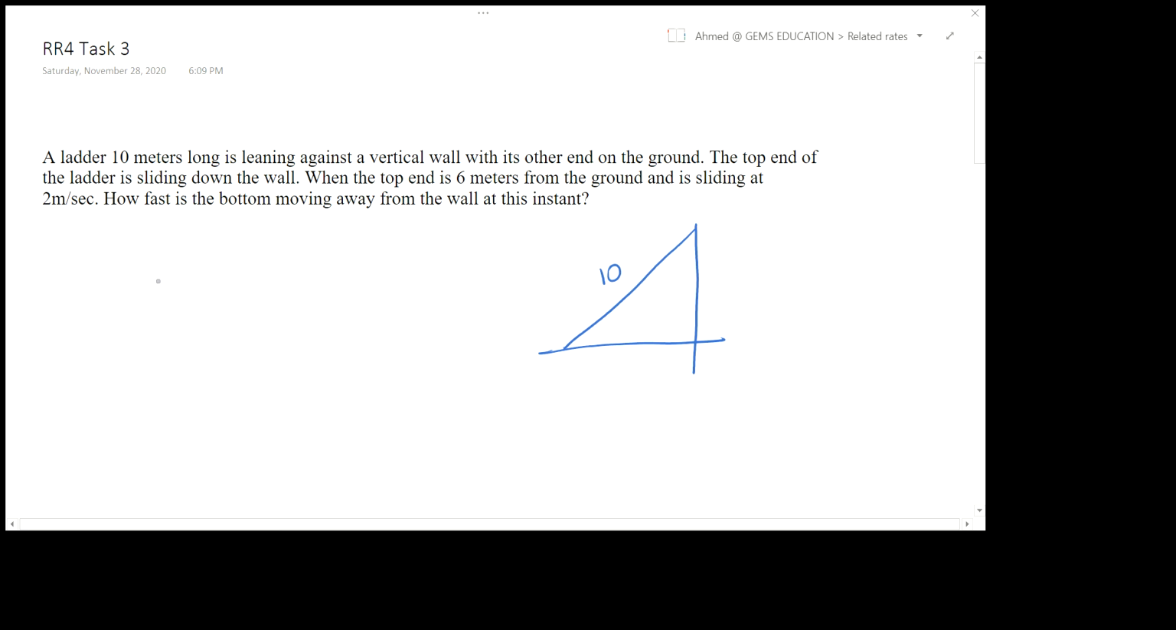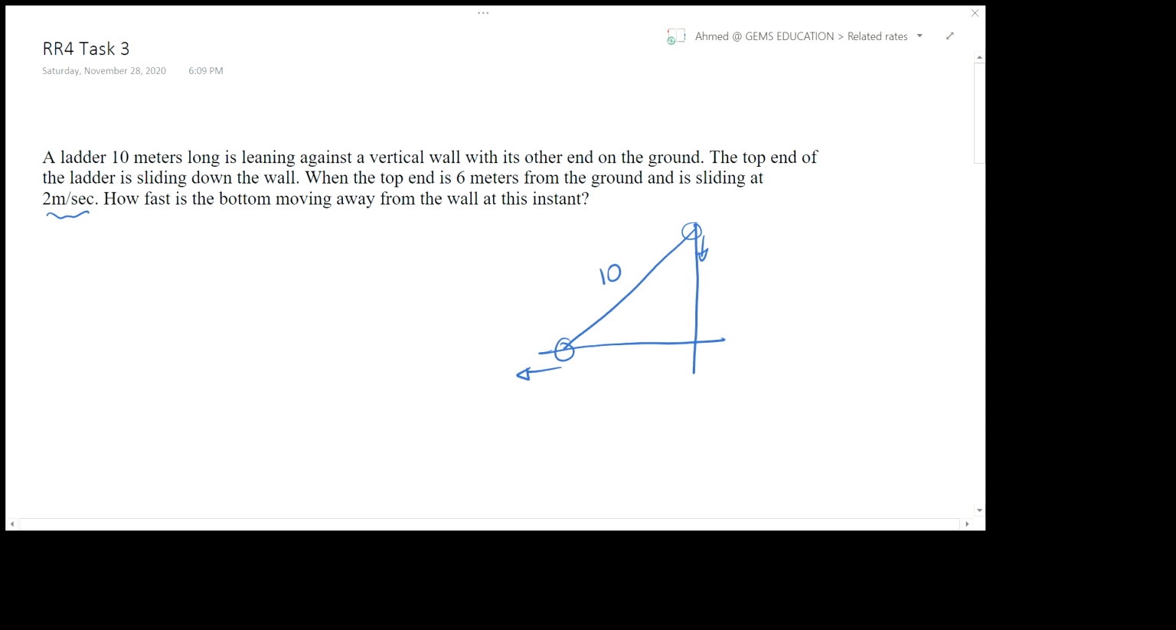The top end of the ladder is sliding down the wall. So this point here is going down. And when the top end is 6 meters from the ground and it is sliding at 2 meters per second, how fast is the bottom moving away? So how fast is this thing moving towards that direction? So let's take this step by step.